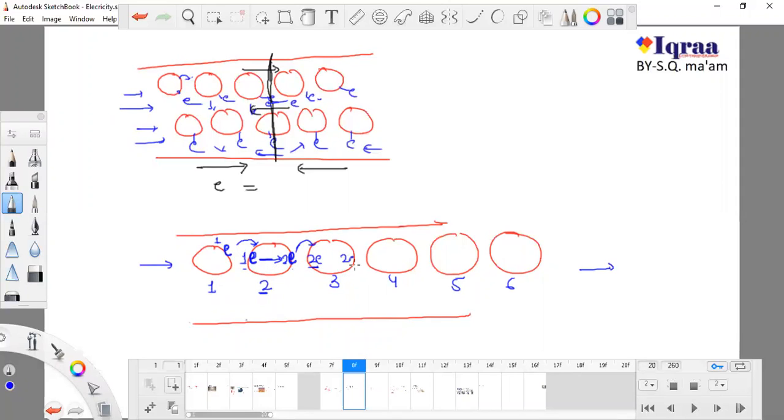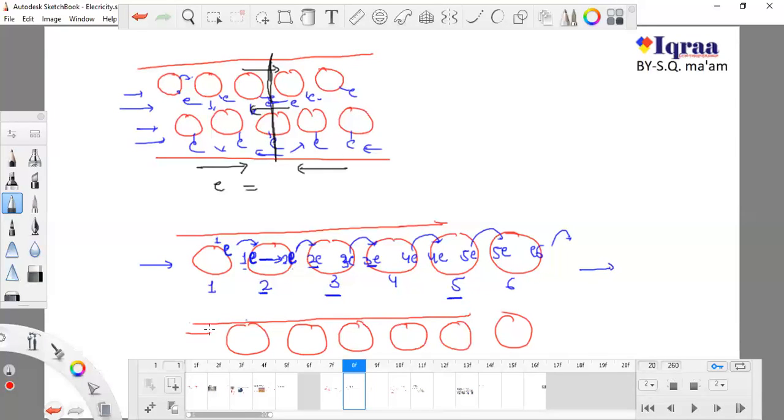Okay, now this atom number 3 also has an electron, so it will go to here. So it will have the electron of atom number 3, and it has its own electron, it will go to here. Okay, now it will come here, and the electron which is present in the outermost shell of atom number 5 will go to here. Okay, now electron number 6 will go to here. So this is how electrons will move from one atom to another atom. So I just provided a jerk, and electrons are moving in this way from one atom to another atom.